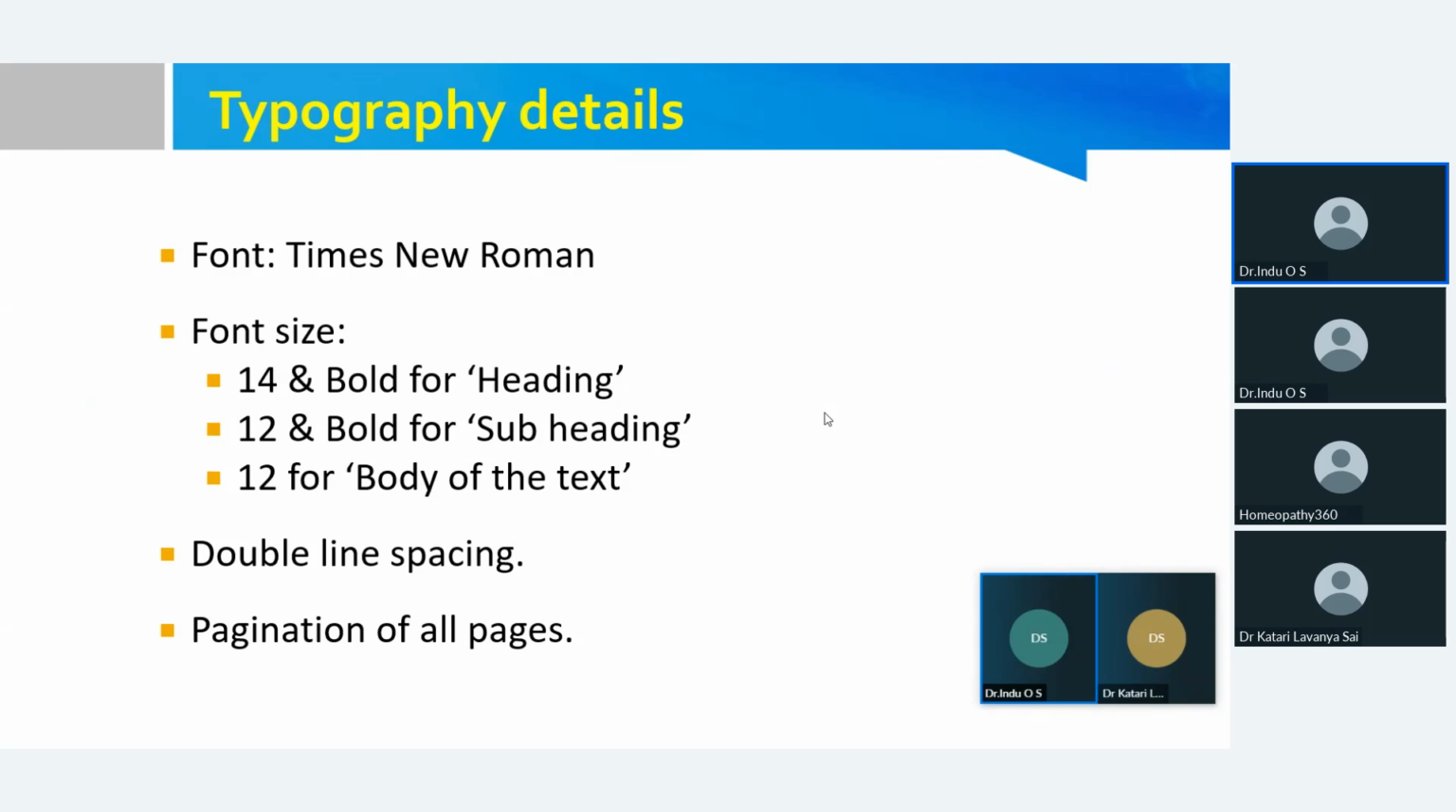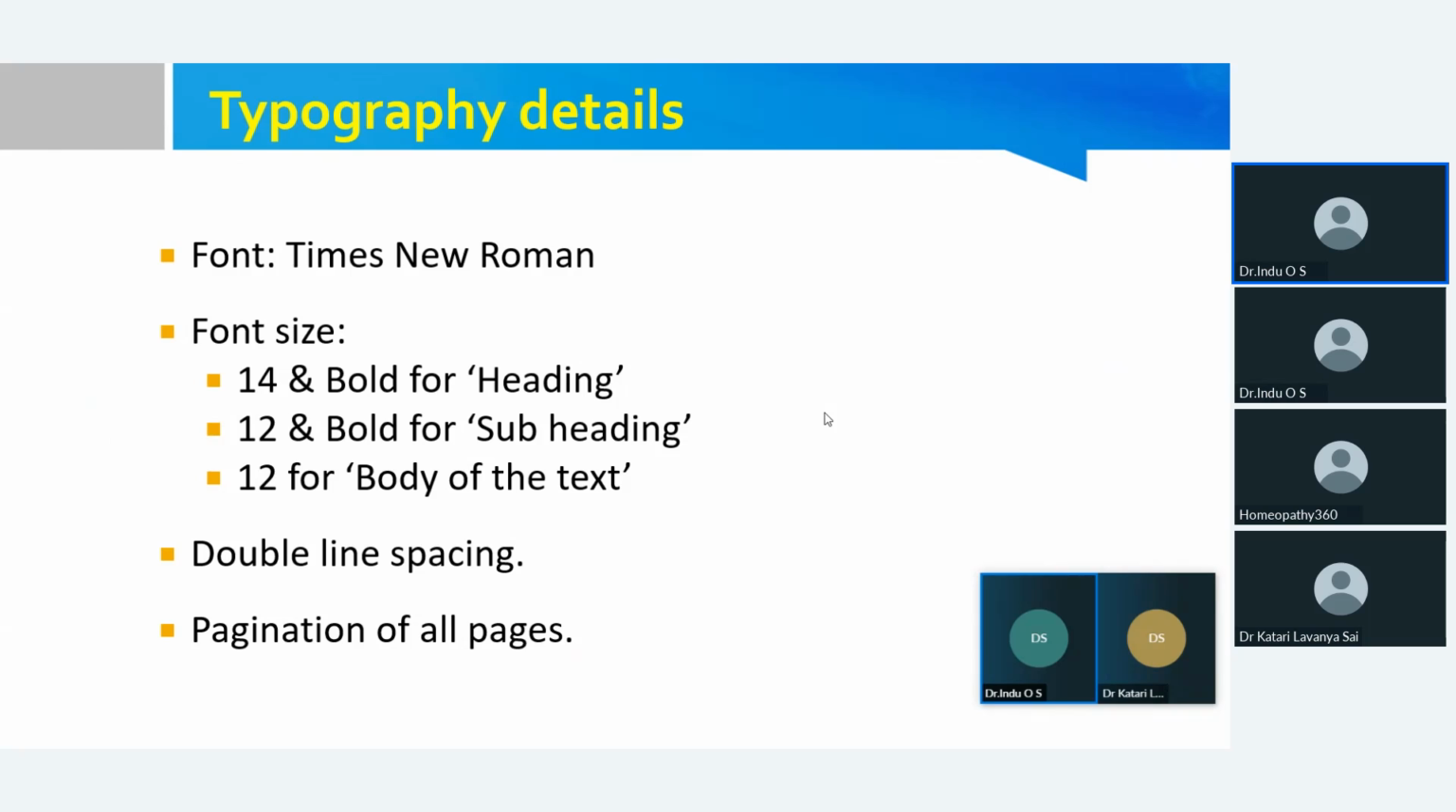So you should know what font size and font style you have to choose while writing a synopsis. As you all know, for all official things we write in our dissertation, even if it is a synopsis, we choose the Times New Roman style. The font size should be 14 and bold for the heading, 12 and bold for the subheading, and 12 for the body of the text or the content.